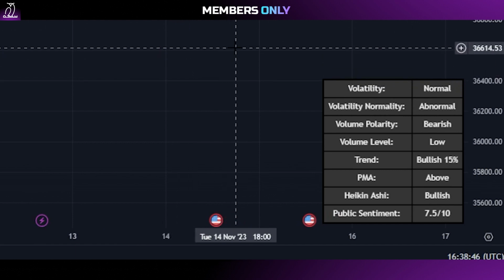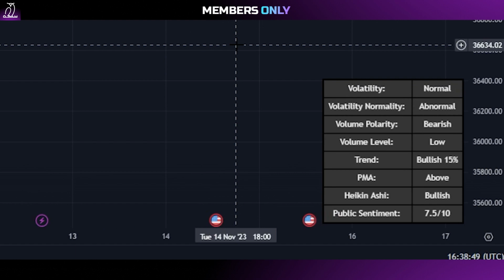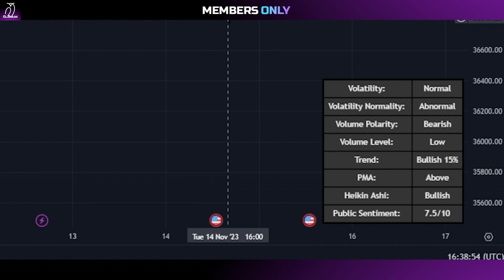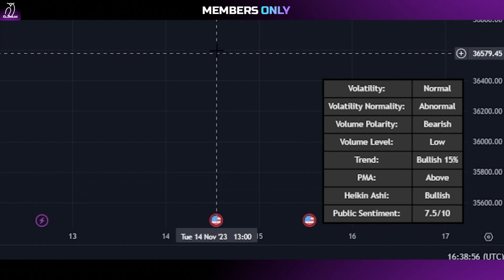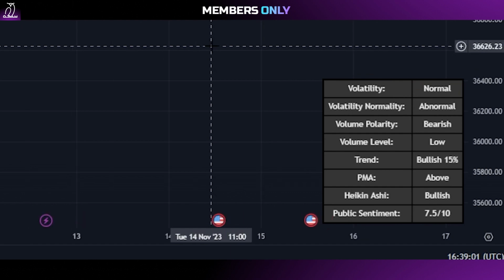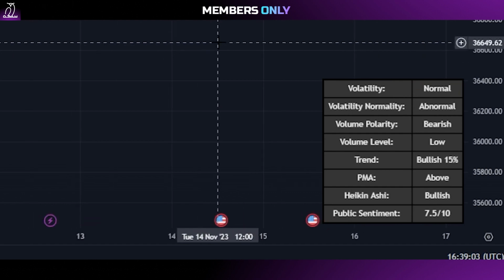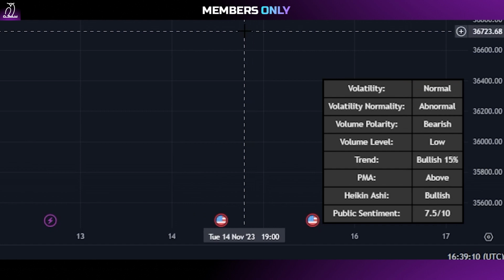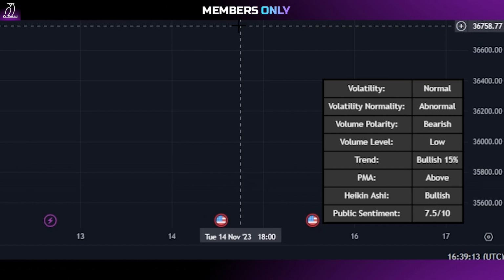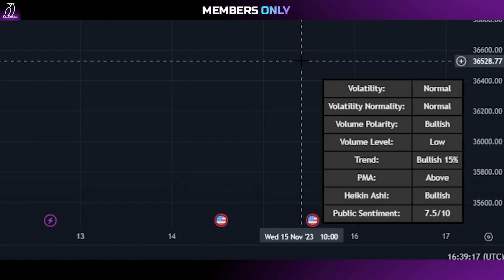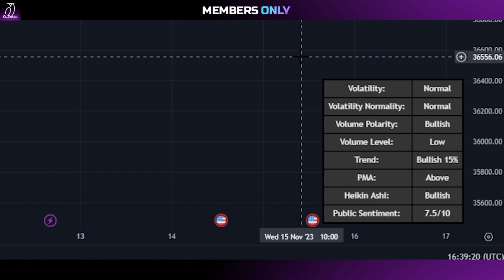Now, we also have the volatility normality. Now, this is a score based on probability and statistics showing how normal the volatility is. It's a normality score. So right now on the 1 hour, we're having abnormal volatility. Now, this is ranked based on a couple different things. It's normal, abnormal, very abnormal, or rare. So if you see rare volatility, you do not want to trade with rare volatility, okay? Because you could get wrecked.